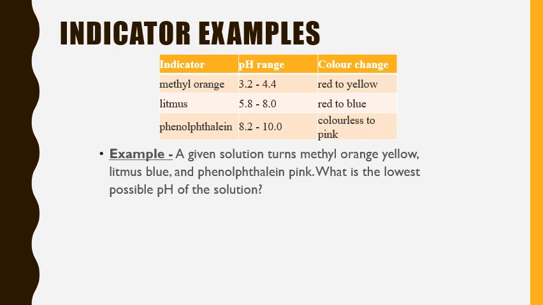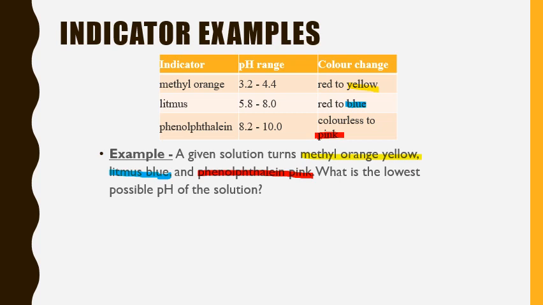So here is some information that we know. Let's say we are given a solution. It turns methyl orange yellow. It turns litmus blue. And it turns phenolphthalein pink. So what is the possible pH of the solution?